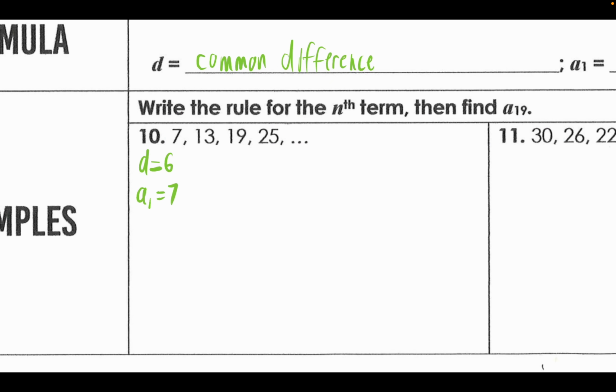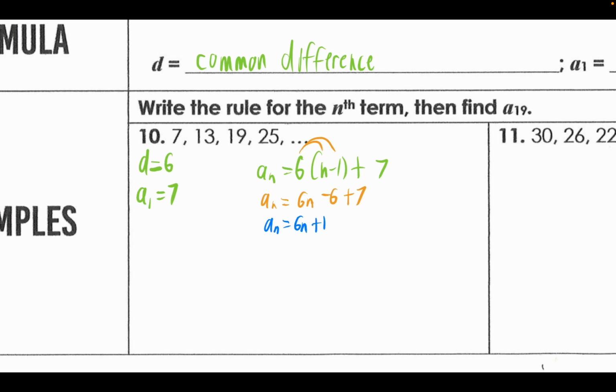And so we plug that into the formula up above, where a sub n is equal to d times the quantity of n minus 1 plus a sub 1. So we plug in 6 and 7 into d and a sub 1. And we distribute the 6, because we want to simplify this. 6 times n is 6n, 6 times negative 1 is negative 6, and we add 7 to that. Now we can combine the negative 6 and 7 because they're like terms, neither of them have variables, and we get a sub n equals 6n plus 1. And that is our formula to find the nth term.